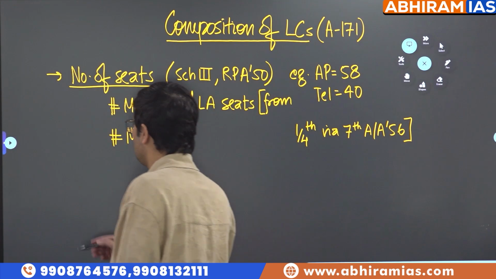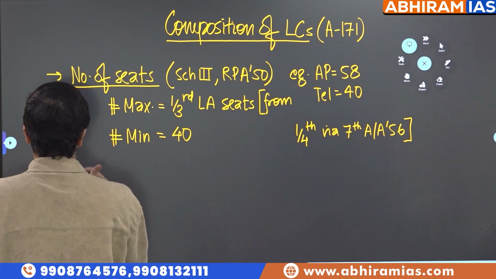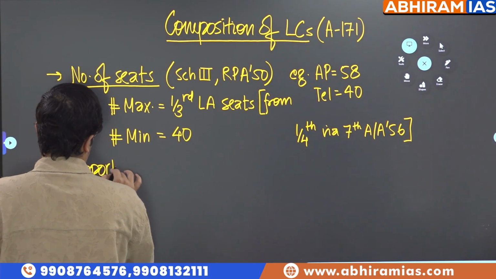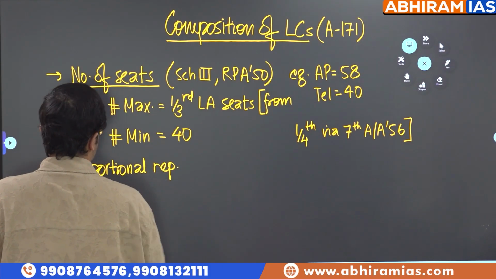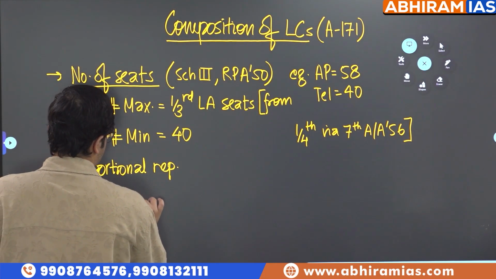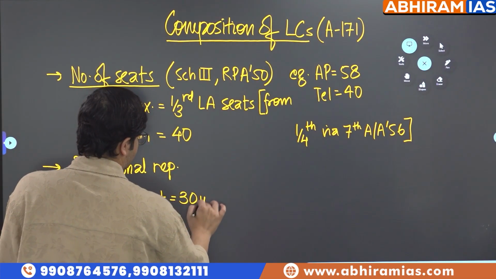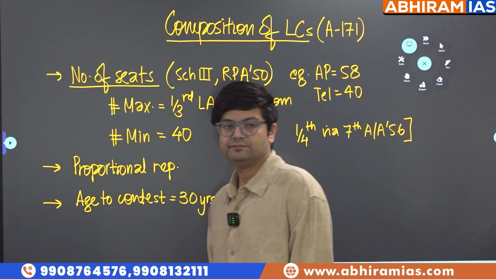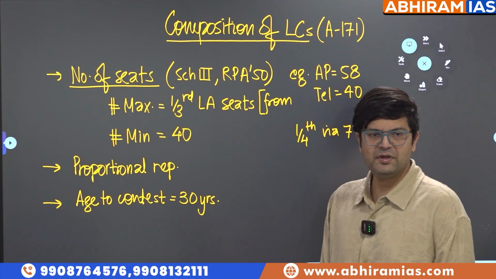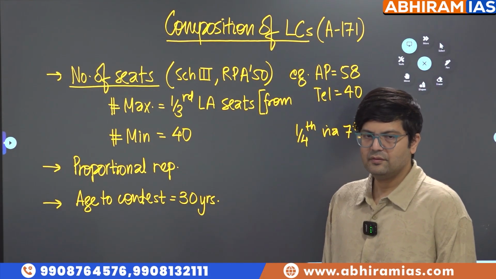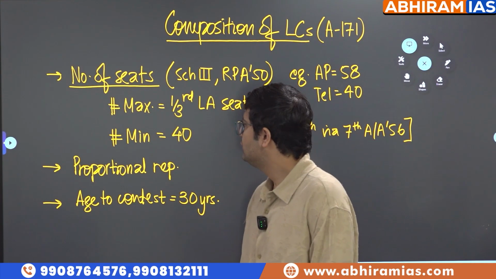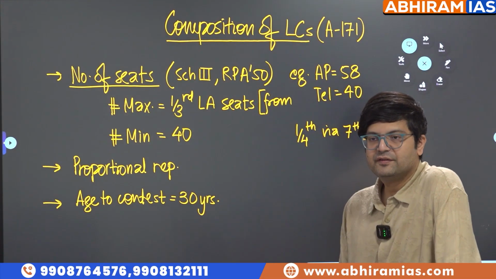Other things remain the same, like we have proportional representation, then age to contest. What is the age to contest here? 30 years. Just like the what? Rajya Sabha, 30. Governor, 35. VP, 35. President, 35 or 40? Okay, if you say so, we have to agree on that. So, clear on this?